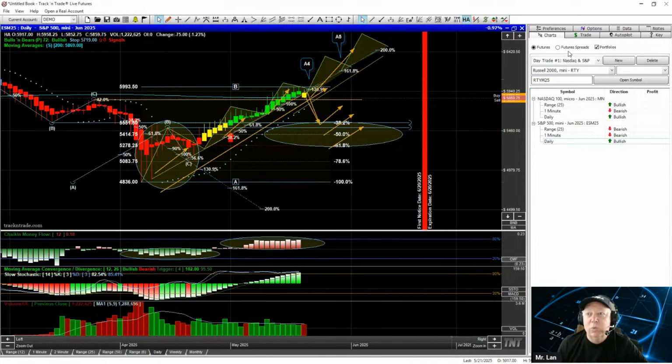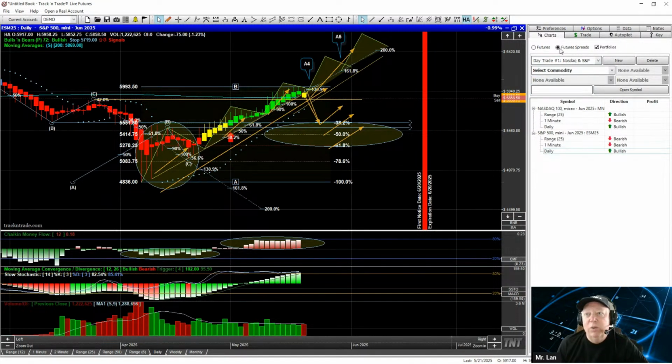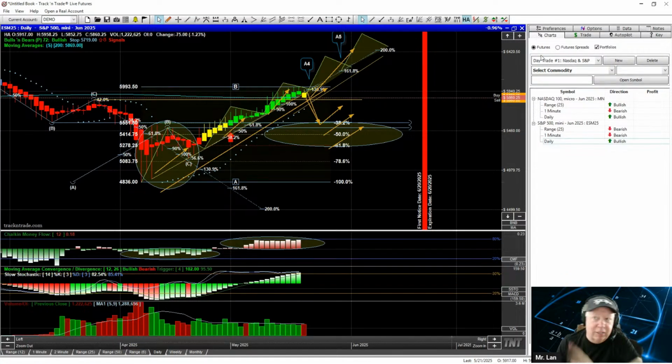All right, now what's this one here? Future spreads. Well, that's if you want to trade spreads, you can now get another portfolio for spreads. But that's beyond the scope of today's class. We're just going to talk about this.